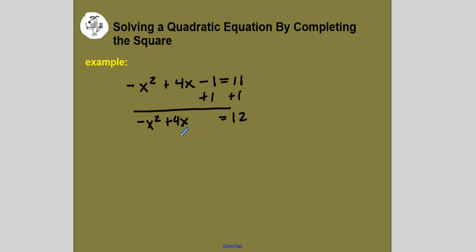Now you could multiply through everything by -1, or you could factor out a -1 like this, and that would be x squared minus 4x equals 12, because -1 times -4x is 4x, negative of -1 times x squared is -x squared. Now divide everything by -1, so I get x squared minus 4x equals -12.